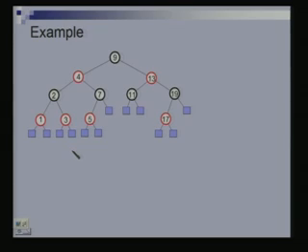So this is my red black tree. I am going to convert it into a 2,4 tree. So I start with the root node, I look at its red children, it has 2 red children. So all of these would combine into a single node of my 2,4 tree.